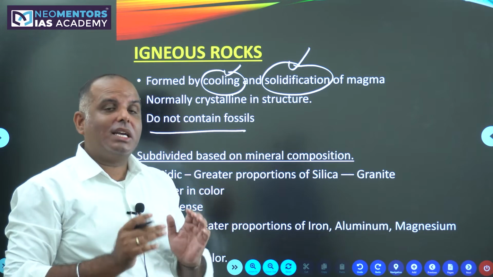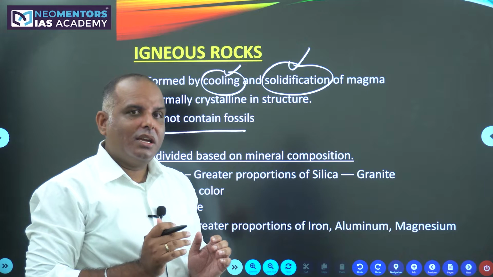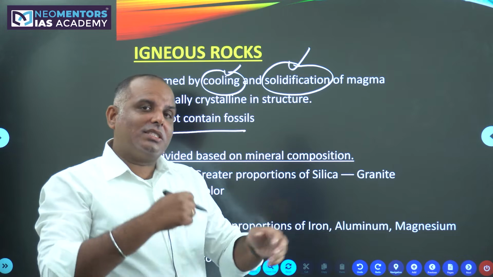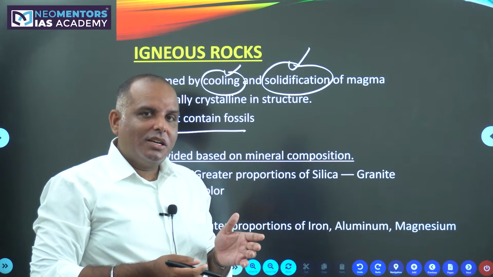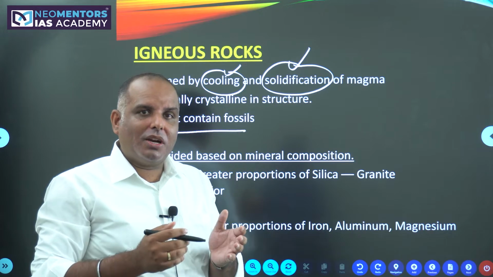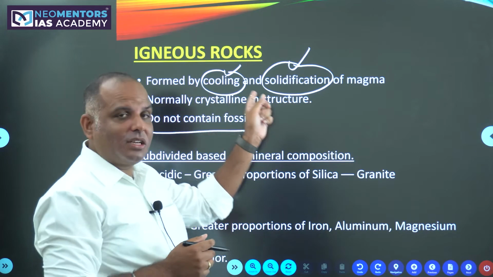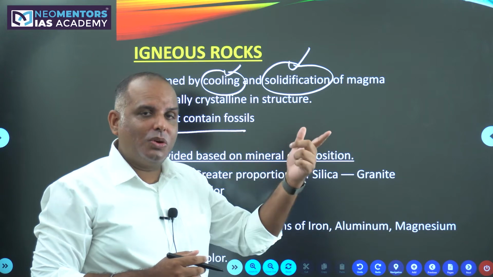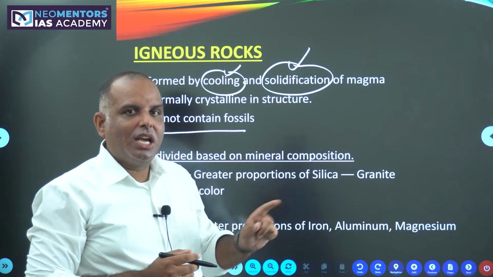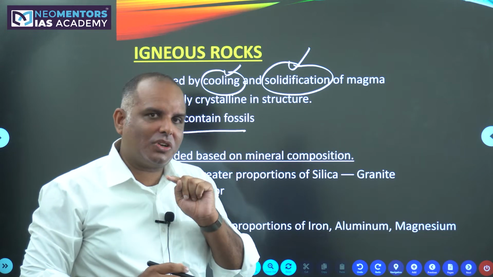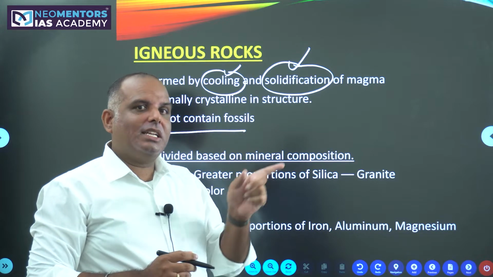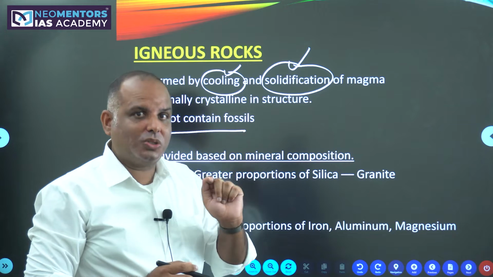They are normally crystalline in structure. Okay? Igneous rocks are crystalline in structure. But again, what is the size of crystals? Larger crystals, finer crystals? That depends upon where the cooling happened and how fast they cooled, right? Again, if we have to understand the crystalline structure of igneous rocks, we need to understand the chemical composition of the material, right? The chemical composition of the material defines the crystalline structure of the rocks also, okay?